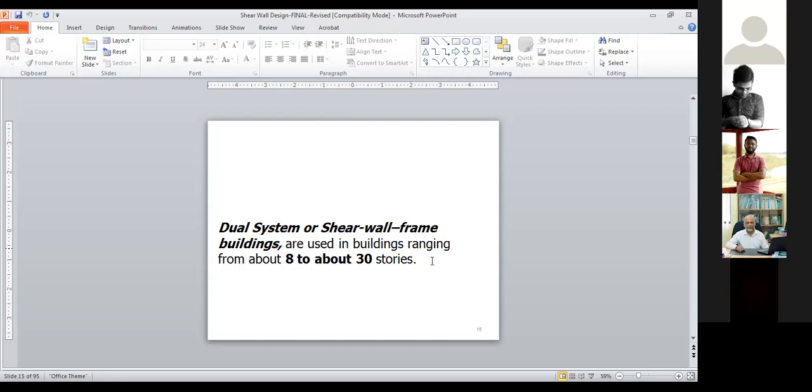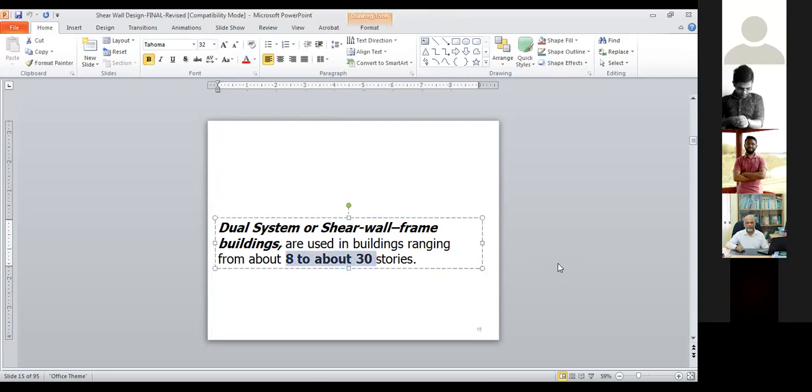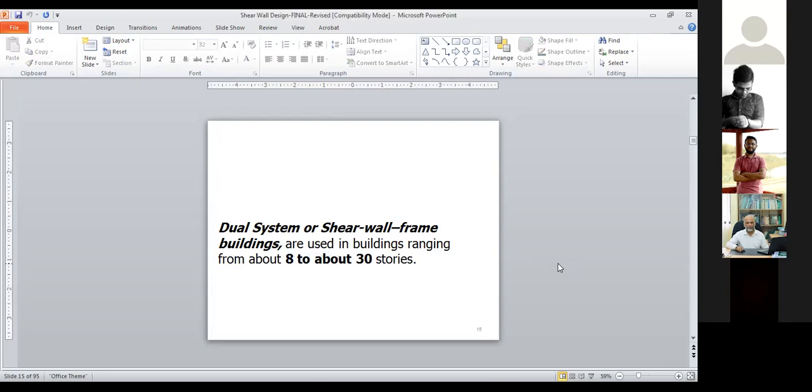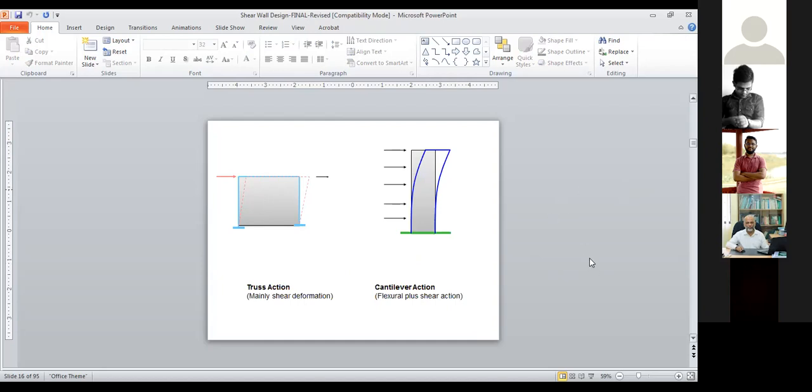Dual system, or shear wall frame building system. This is a very good system, I believe, and we can use it for even 8 to 30-story buildings. Actually, how does the shear wall act? If you have a short wall and you apply load, you will have largely shear deformation, and this will be mostly shear type of deformation.